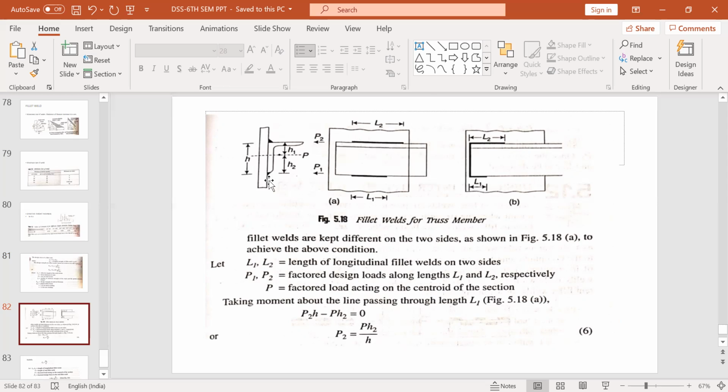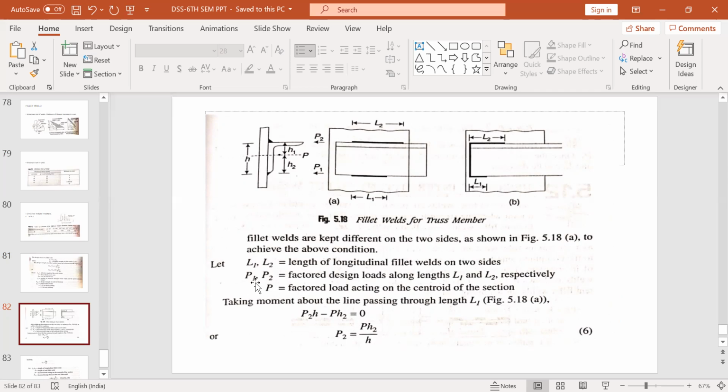If you select any angle, suppose 100 by 100 by 10, then H will be 100. Or if you take an 80 by 80 by 10 equal angle, then H will be 80. So L1 and L2 you have to design. L1 and L2 are the lengths of the longitudinal fillet welds. We are doing fillet weld for this angle section, which is connected to this gusset plate. So we are designing this length and this length.